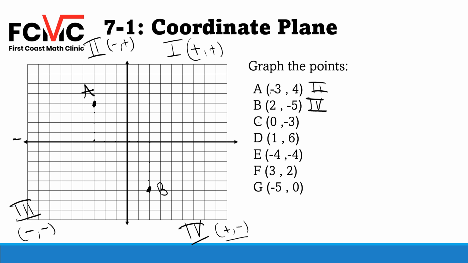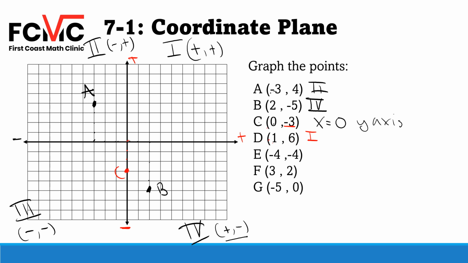Now point C, my x value is 0. If my x value is 0, right, we're going to be on the y-axis. So I'm not moving to the left or right at all. Since x is 0, my y value is -3. I'm going to move down 3, 1, 2, 3, because again, that's a move in the negative direction. So C is going to be right here. That's our positive direction, positive direction. D is (1, 6), positive, positive, so that's going to be in quadrant 1.